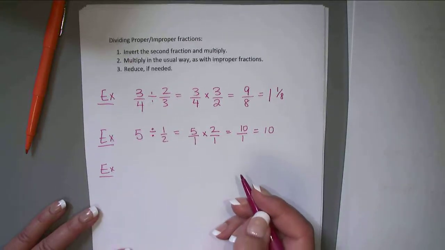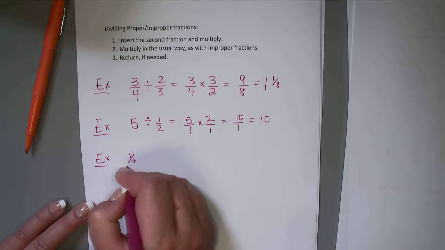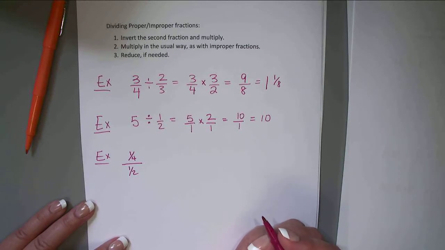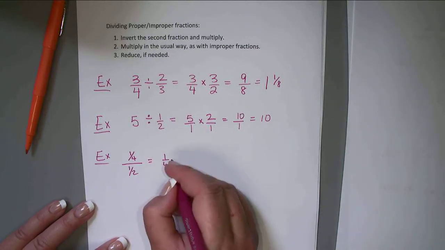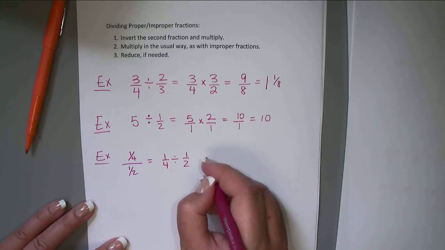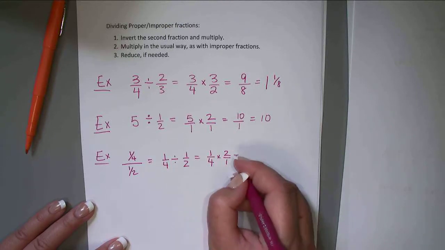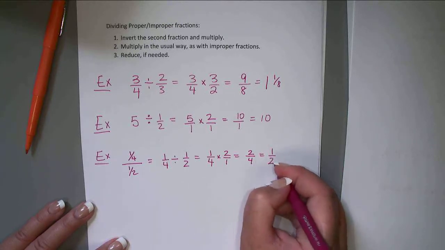Now when dividing, sometimes you'll see fractions divided inside another fraction. So for example, we'll have 1/4 divided by 1/2 written in this way. So this is divided by 1/2. We do it the same way, times 2 over 1. This is 2 over 4, which reduces to 1/2.